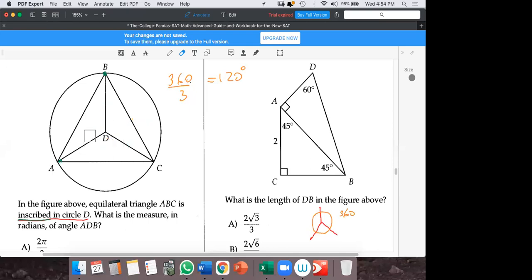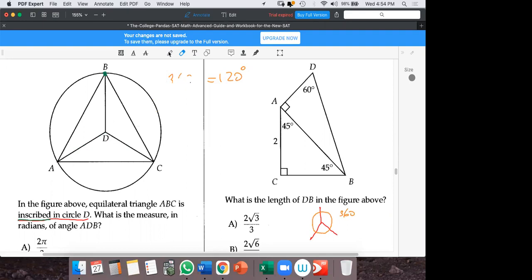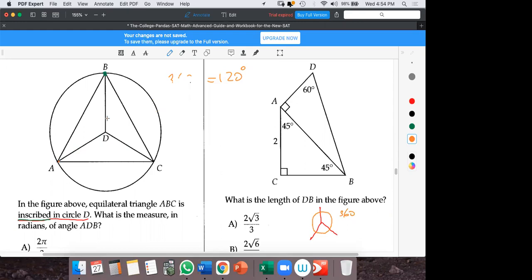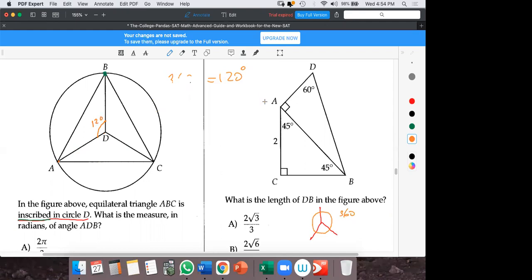It means we finished the question. Why? Look at the question, what is being asked? ADB, sorry, ADB. That means it is asking for this angle. So we said this is 120 degrees. Okay.